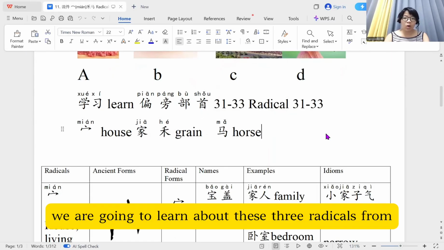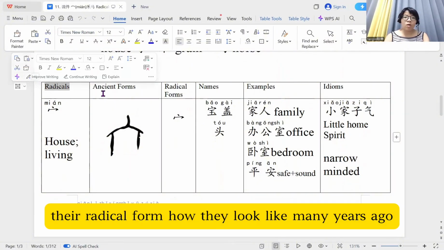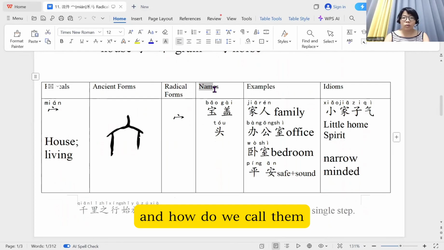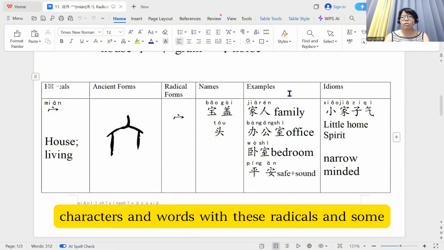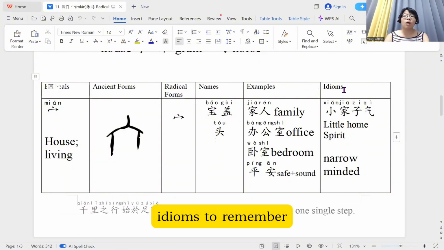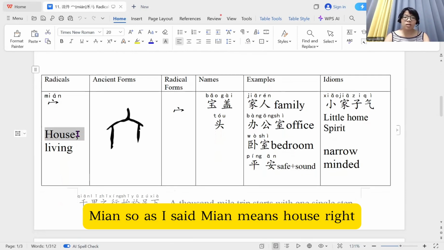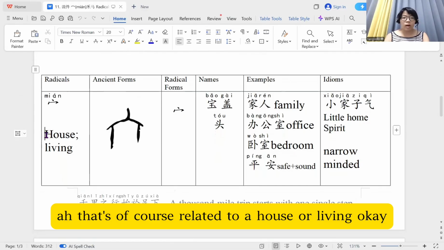So we are going to learn about these 3 radicals from their radical form, how they look like many years ago, and how do we call them. I'll show you examples of characters and words with these radicals and some idioms to remember those radicals, okay? So the first one is 宀. So as I said, 宀 means house, right? So this character will appear with words that's of course related to house or living, okay?